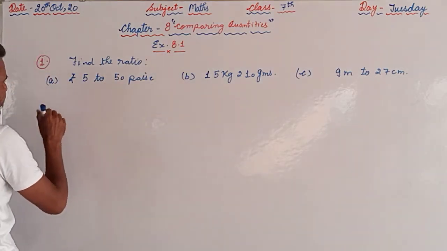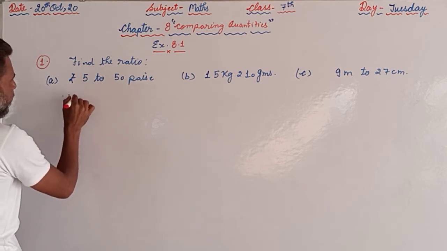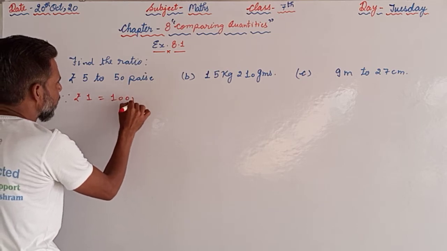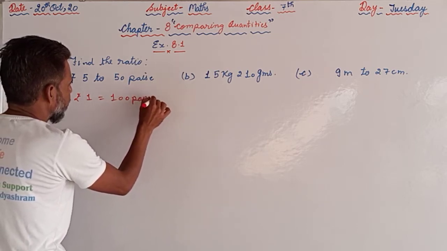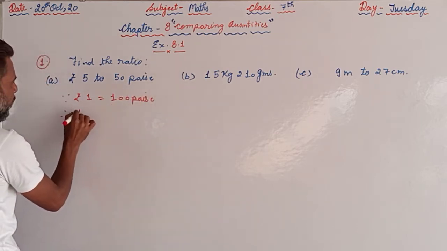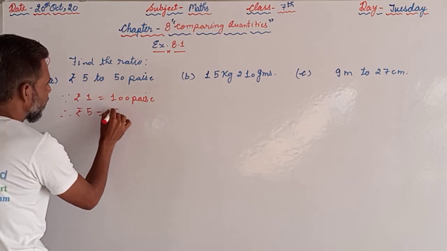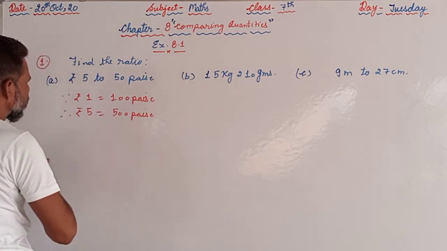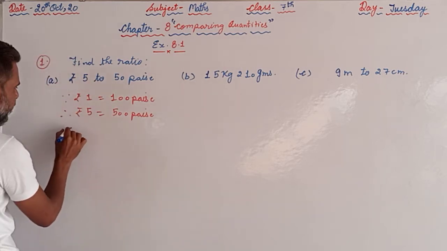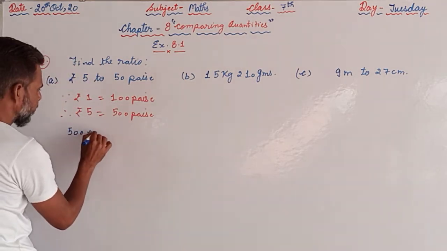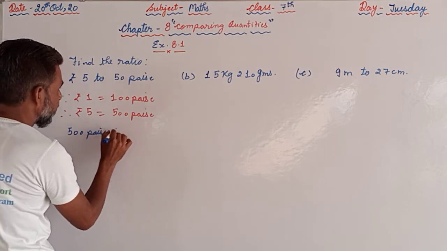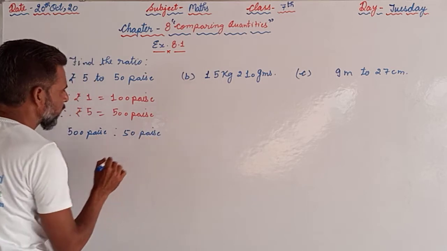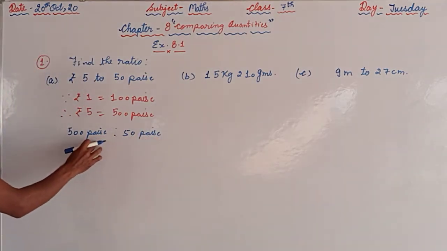If they are not having the same units, then we are supposed to convert. So here, as rupee 1 equals 100 paise, therefore rupees 5 will have 500 paise. So in place of rupees 5 we can write 500 paise is to 50 paise. Now we can compare, because both the units are paise.